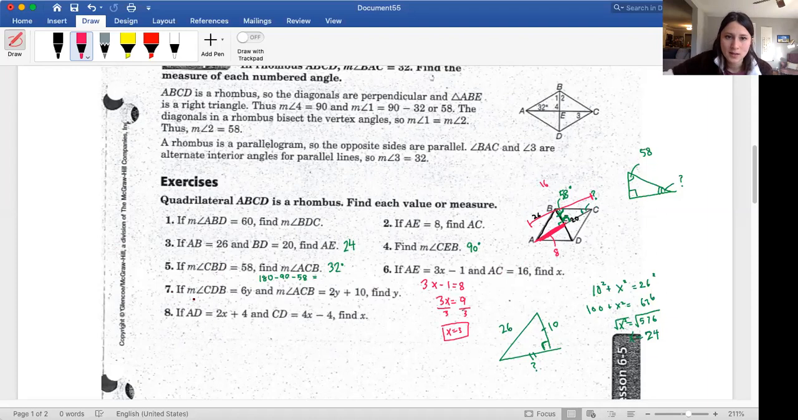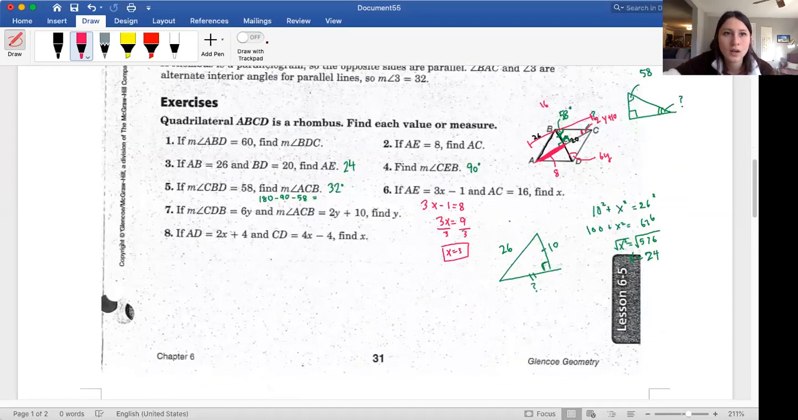I know it's getting messy. Let's take a look at 7. CDB, that's right here, that's 6y. And ACB is 2y plus 10. Okay, I think I might have to draw this picture out on the side because we're just getting so crammed, or maybe I'll just go back and take all this stuff off.